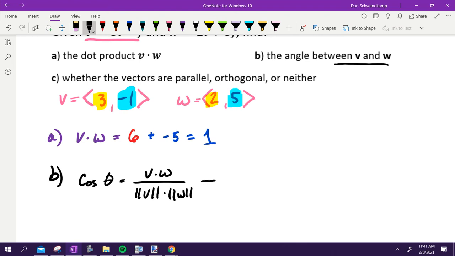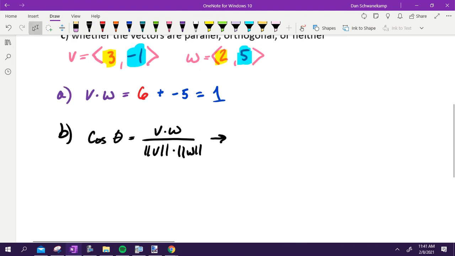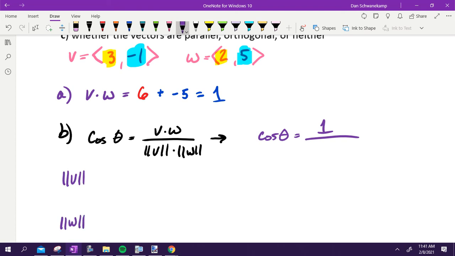Okay, so if I'm plugging in here, I know what V times W is, so it's going to be cosine of theta equals V times W on top. So that's my dot product. And then on bottom, I need the two, what does that mean again? Magnitude. I'm finding the magnitude of V, and I'm going to find the magnitude of W. If I want to find the magnitude of V here, Aaron, what do I need to do to find the magnitude of V?